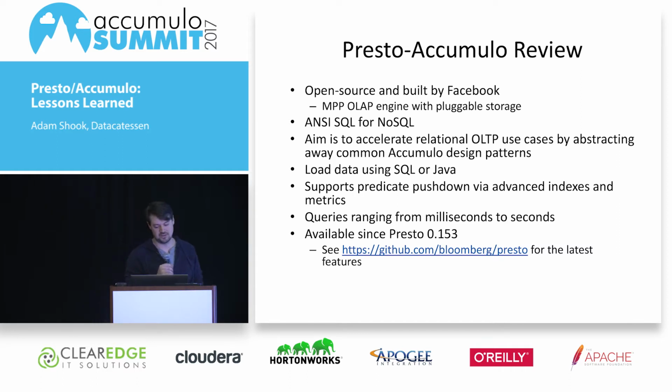In order to get fast query times by abstracting away common Accumulo design patterns, secondary indexes was a big one. You can load data into Presto using SQL insert statements, or there's a Java API that was written to do faster ingestion by skipping the SQL layer. You just write straight to Accumulo.